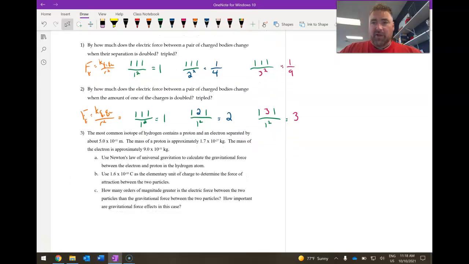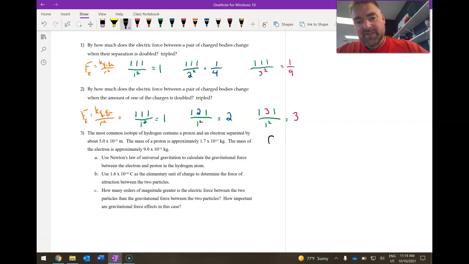Now we get to number 3. Number 3 is a huge step up. I probably should have put this one last, because the next ones, 4 and 5, are actually a lot easier than this one. But let's take a look at it anyways. It tells you the most common isotope of hydrogen contains a proton and electron separated by a distance of about 5 times 10 to the negative 11th.